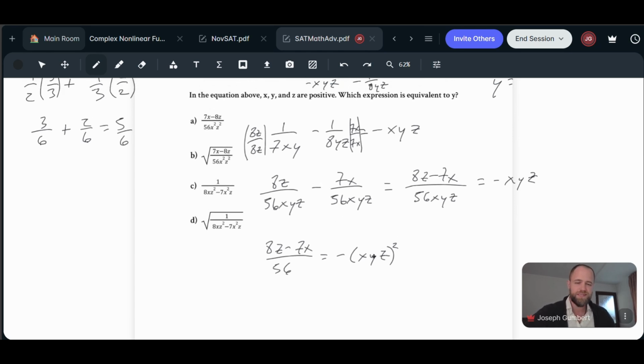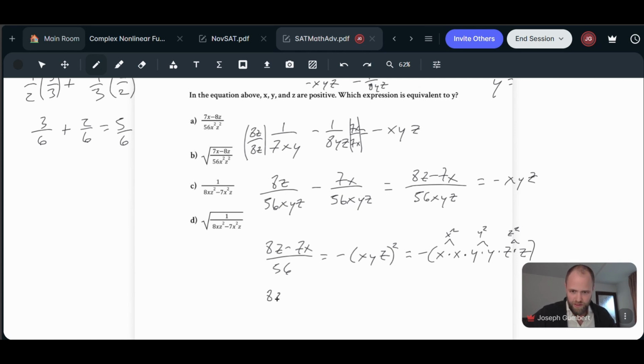And then this negative xyz squared, this is basically negative times x times y times z, right? And so I'm just looking for the y's. So I can just divide both sides, but this is going to be x squared, this is going to be z squared, right? So I can just divide both sides by x squared and z squared.